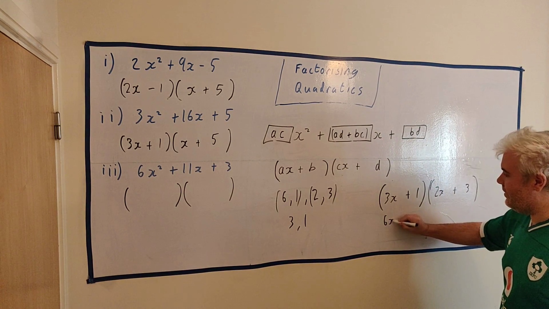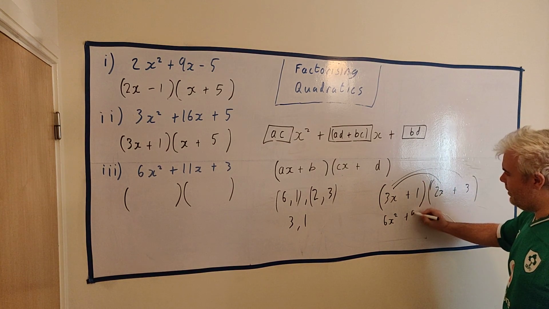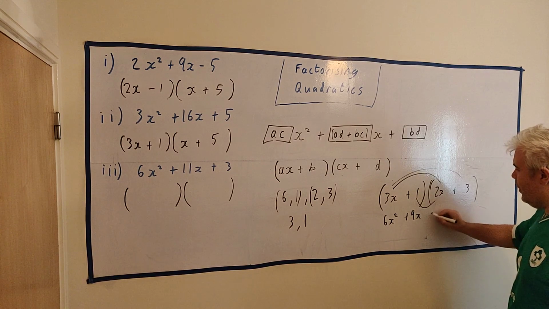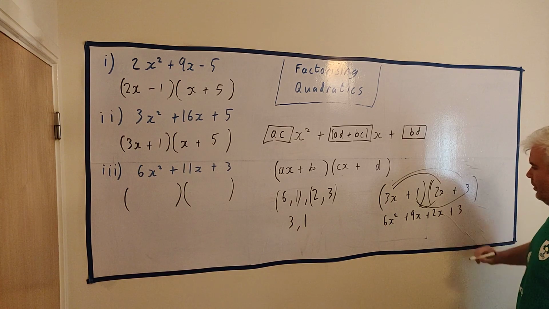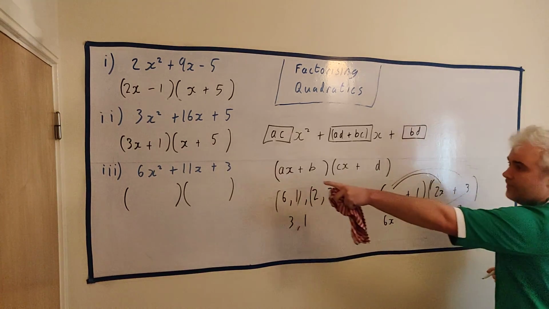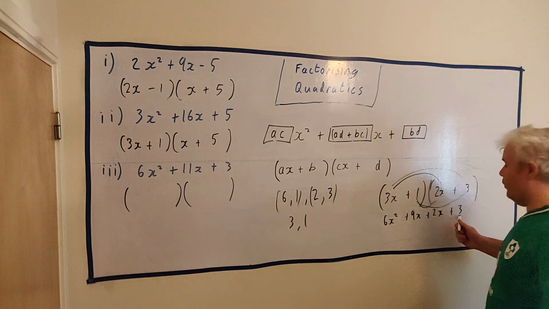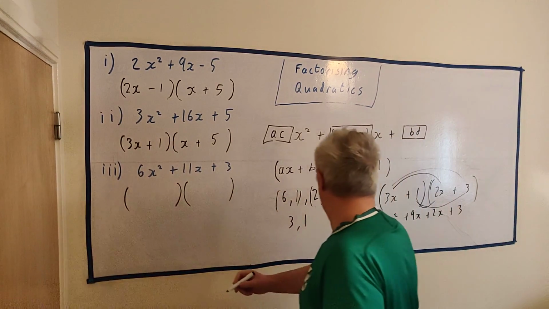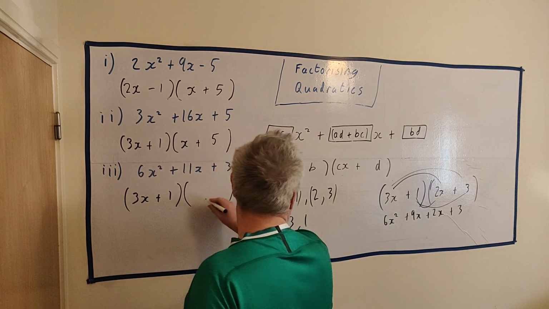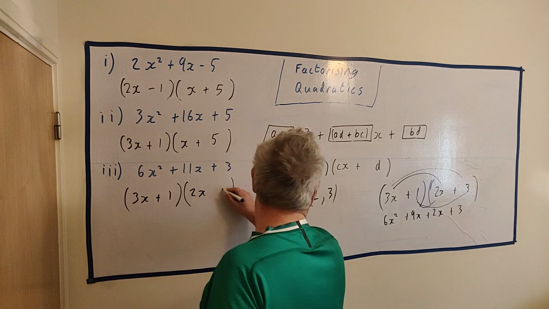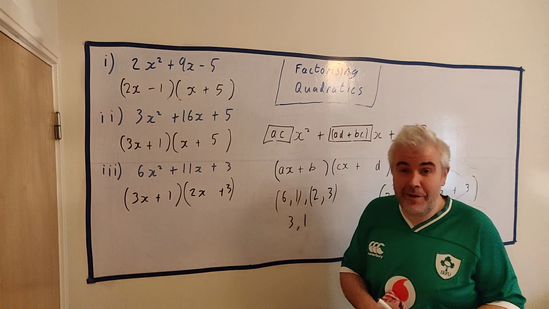We get 6x squared. We get 9x. We get 2x. And we get 3. This is correct. 6x squared plus 11x plus 3. Okay, this one works. 3x plus 1, 2x plus 3. Okay, that's how you do these questions.